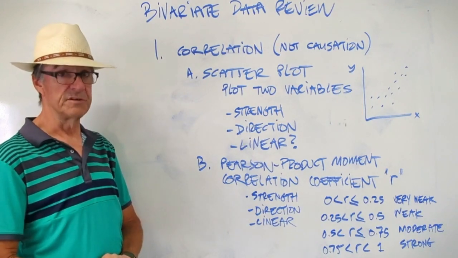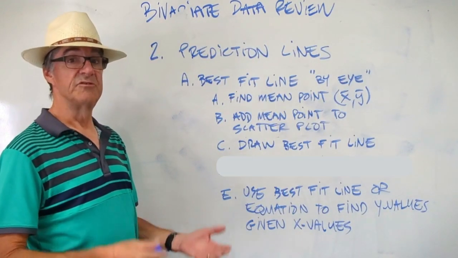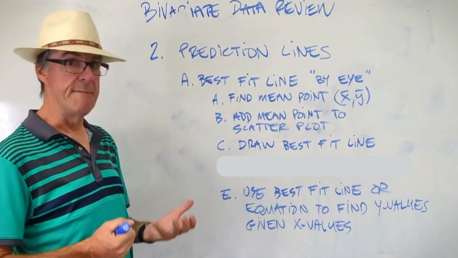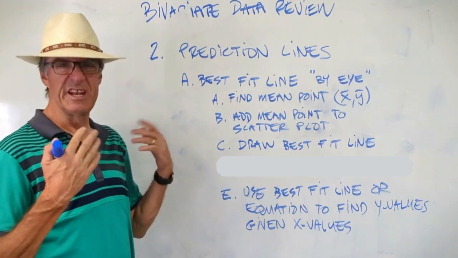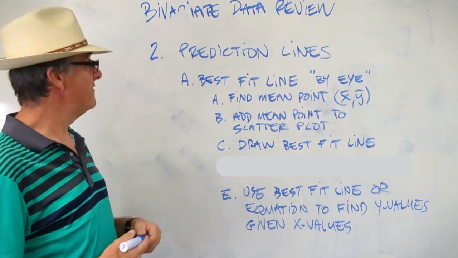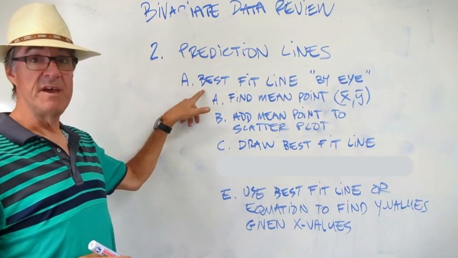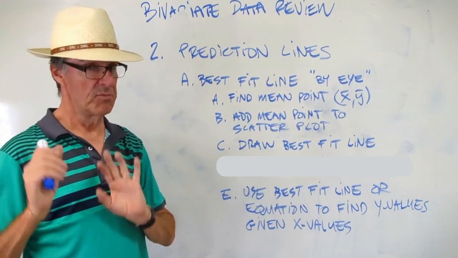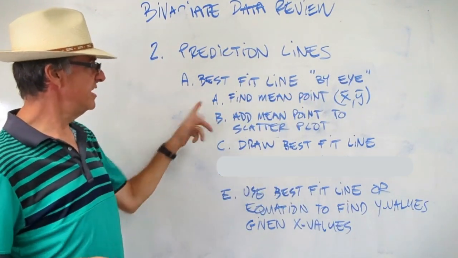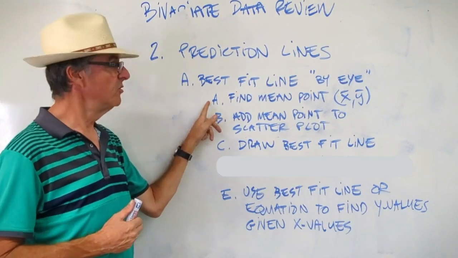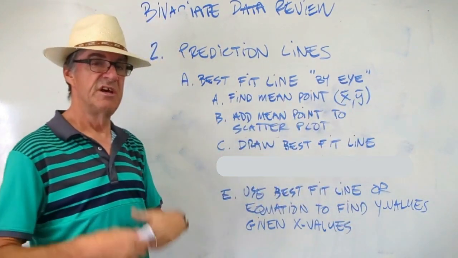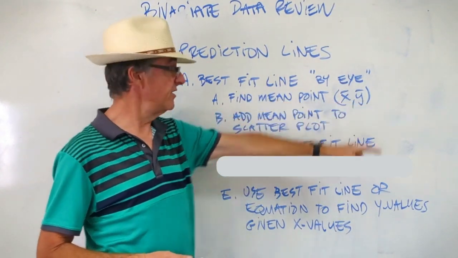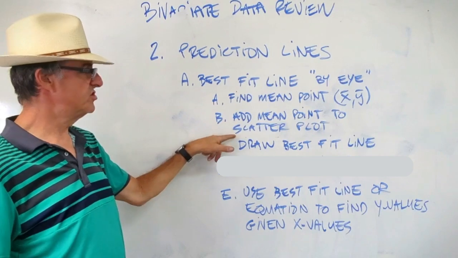The next thing we did is we did some predictions, and we made some prediction lines in 2 ways. First way was a real manual method. You'll get a table of data with your X and Y values, and what you're going to need to do is make a best fit line by eye. So this is a non-calculator problem. We find the mean point, which is X bar, Y bar. X bar is the average of all the X values, Y bar is the average of all the Y values. And then we want to add the mean point to the scatter plot.